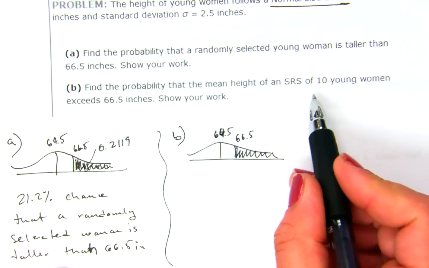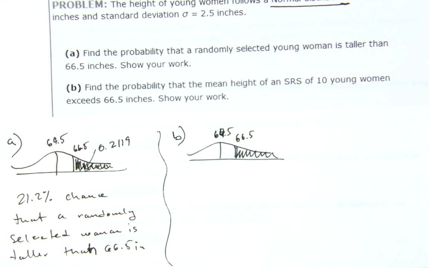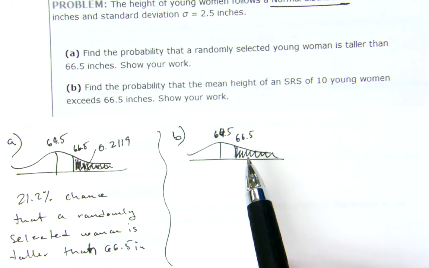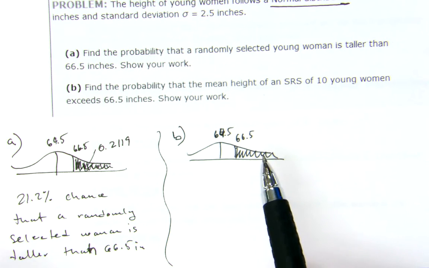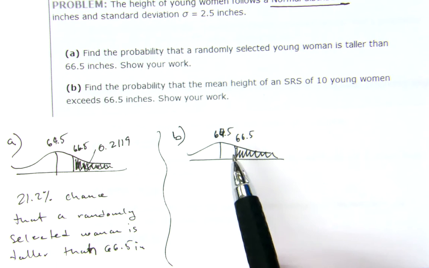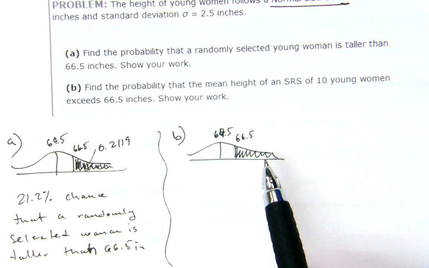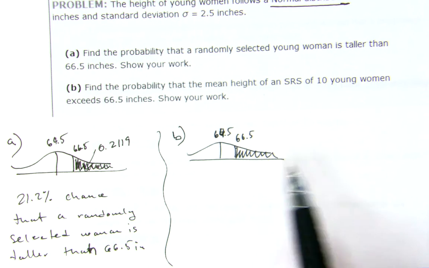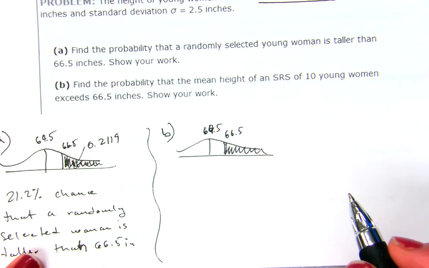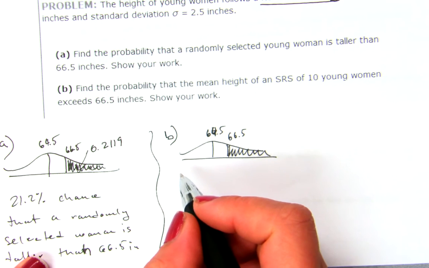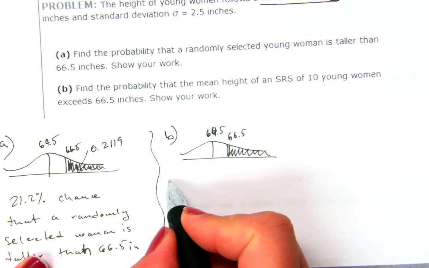This is for a simple random sample of 10 young women, right? So we picked 10 of them, right? We reached into the bag, like we did with the activity, and pulled out, in this case, 10, and we want to know what's the probability that the mean is going to exceed 66.5 inches. All right. So, we know x bar is unbiased, hopefully.